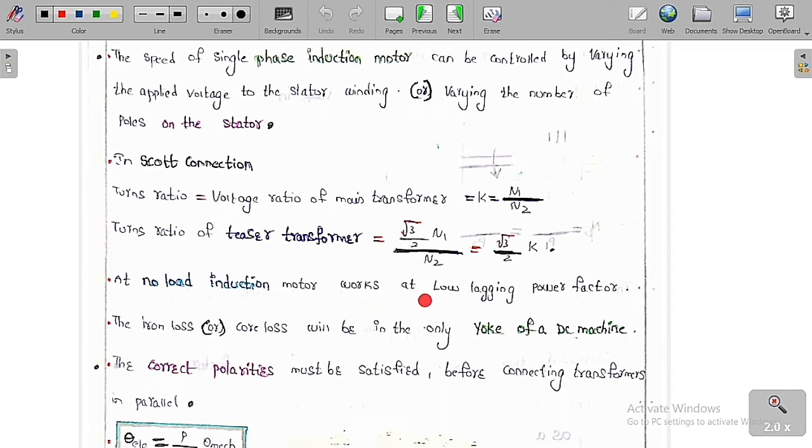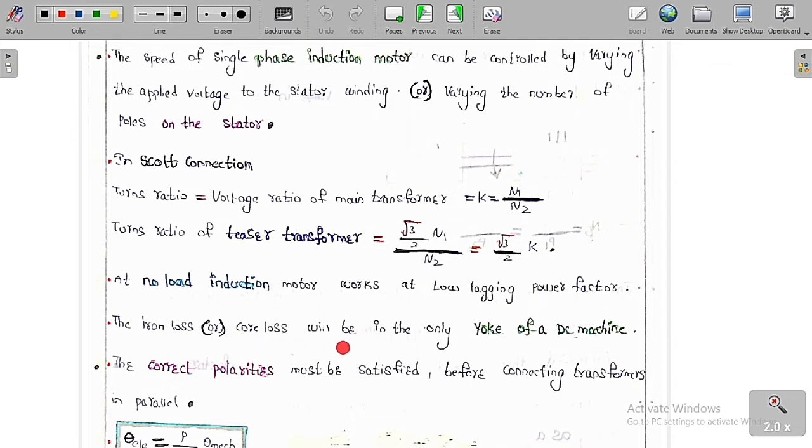At no load, an induction motor works at a lagging power factor. I've already told you, an induction motor always works at a lagging power factor, whether at no load or low load condition. At no load, theta is very large, so the power factor is very low. So we can say it works at a low lagging power factor. The power factor of an induction motor is always lagging in nature.